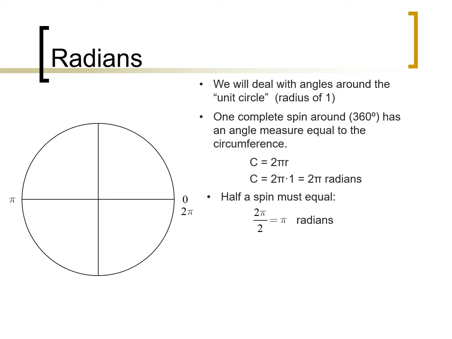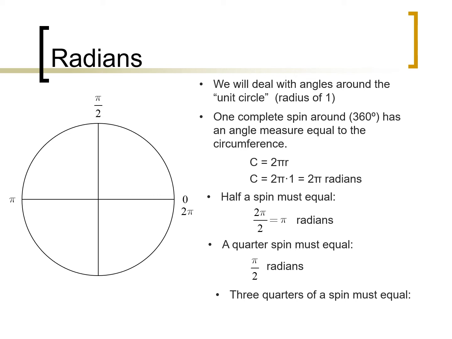Well, half a spin was pi. What about a quarter of a spin? Isn't a quarter of a spin just going to be half of this 180 degrees, just half of pi? Quarter spin must equal pi over 2 radians. I have 0, I have pi over 2, I have pi. 3/4 of a spin must equal a half spin and a quarter spin more. I know that a half spin is pi. I know that a quarter spin is pi over 2, so I'm going to say pi plus pi over 2.